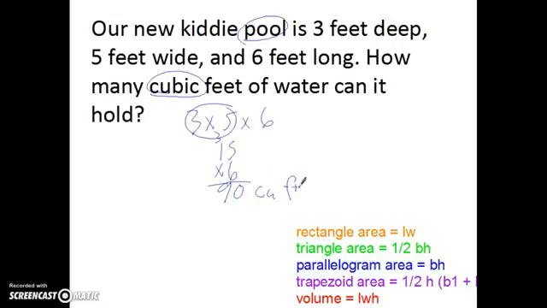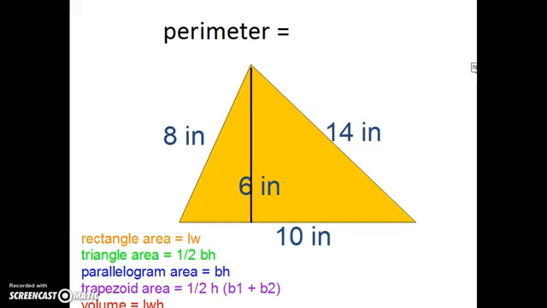Remember, it's a kiddie pool, so it's not going to hold a whole lot of water. The shape looks like a triangle, so I'm going to have half times base times height, except it did not ask me for area, did it? It asked for perimeter. So I need to get rid of this inside one and add the 3 outside sides. 14 plus 10 plus 8. 32 inches.